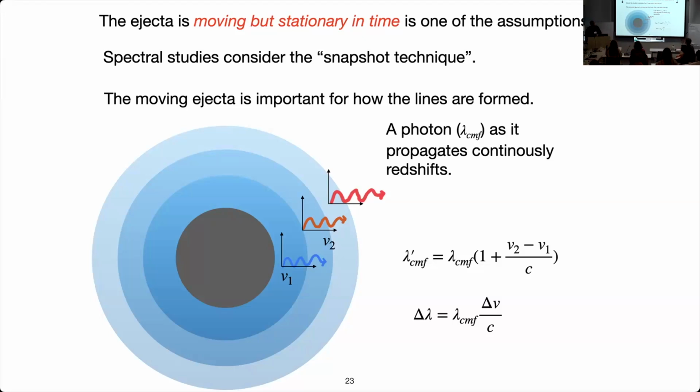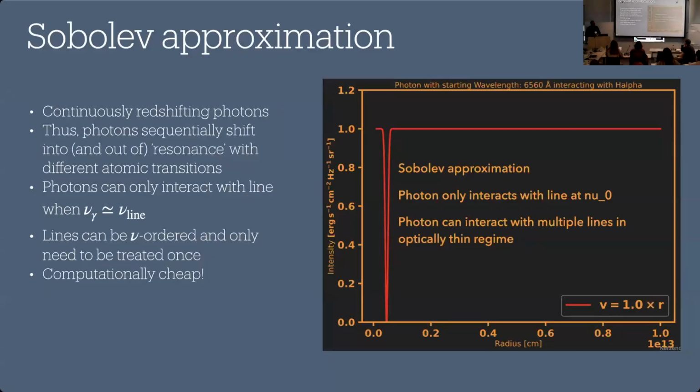So moving, but stationary in time. This is kind of a model assumption, the snapshot technique. Even though we're looking at one epoch to try to calculate the spectrum, we have this issue where the same photon might interact with the same line at different places because of this redshifting effect. That makes it complicated. You have to make some kind of approximations. There's a line profile function that was on one of the slides before. That's usually kind of complicated. There's broadening mechanisms, et cetera. If you wanted to do that properly and also do it in 3D and also include polarization and various other things, it's just too much for typical codes.